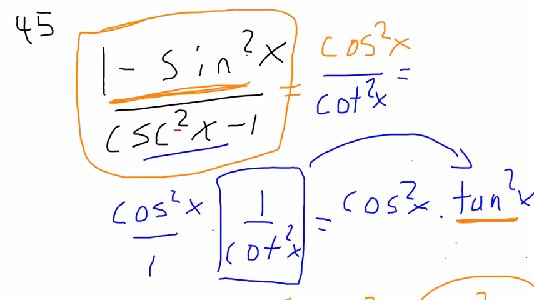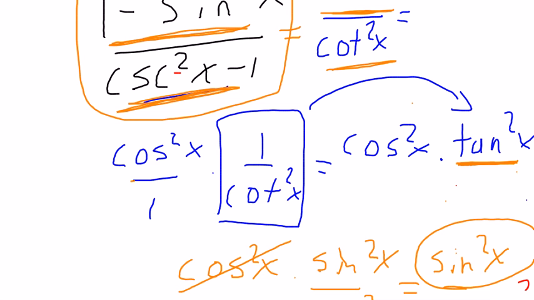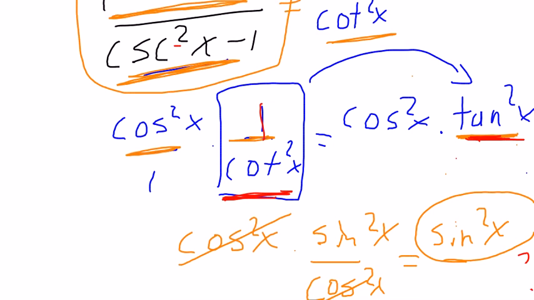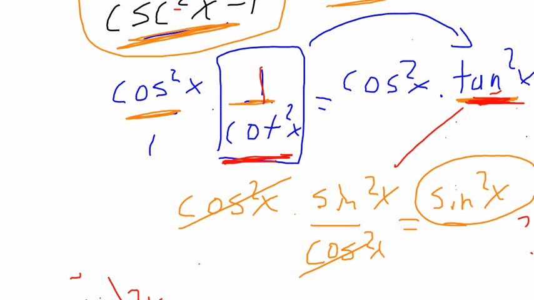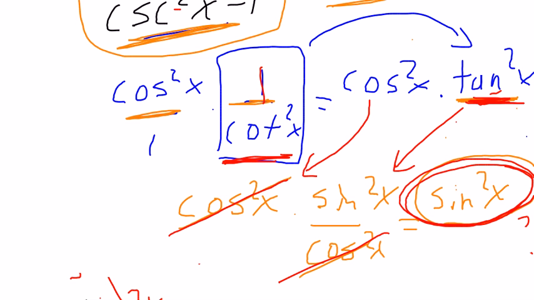So we started out with this. We changed the top to this. We changed the bottom to this. We separated them. We changed the right side here to tangent squared, because 1 over cotangent squared is tangent squared. Then we changed tangent squared to sine squared over cosine squared. We kept the cosine squared here. And then we divided these out, and we were left with sine squared.